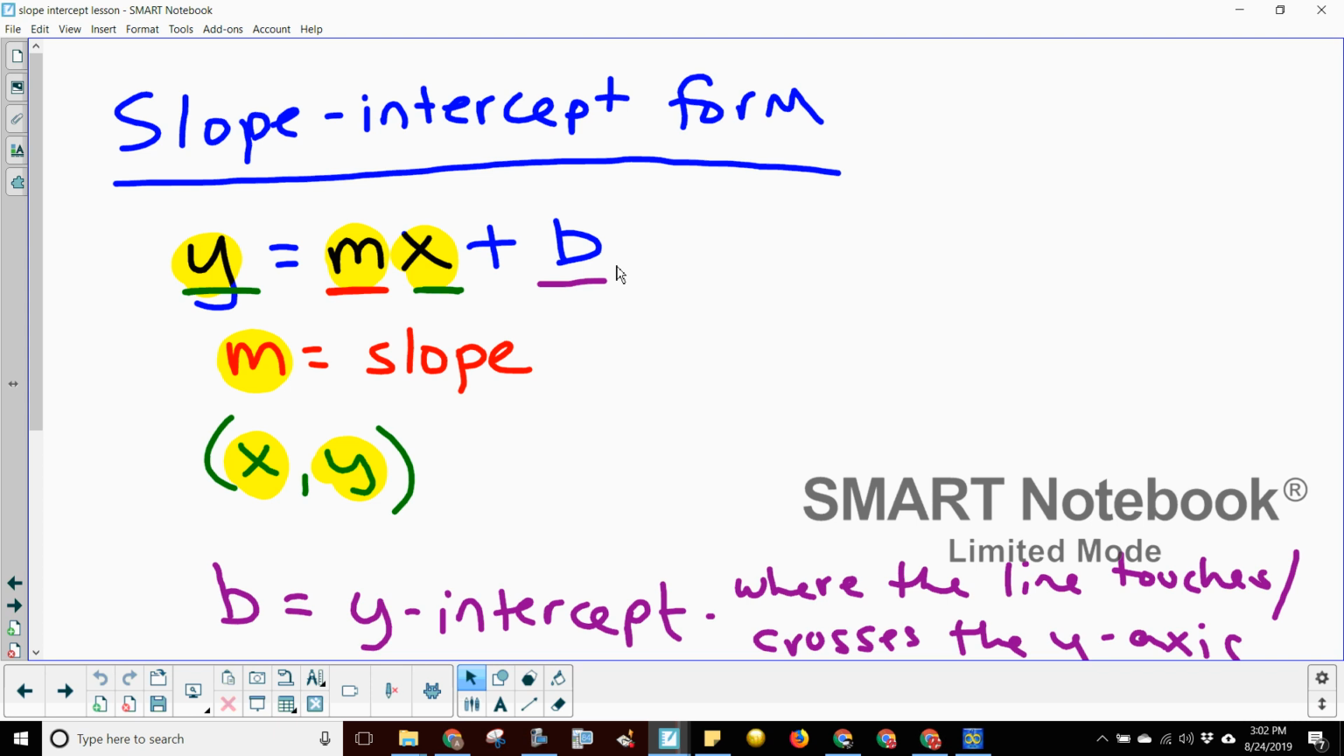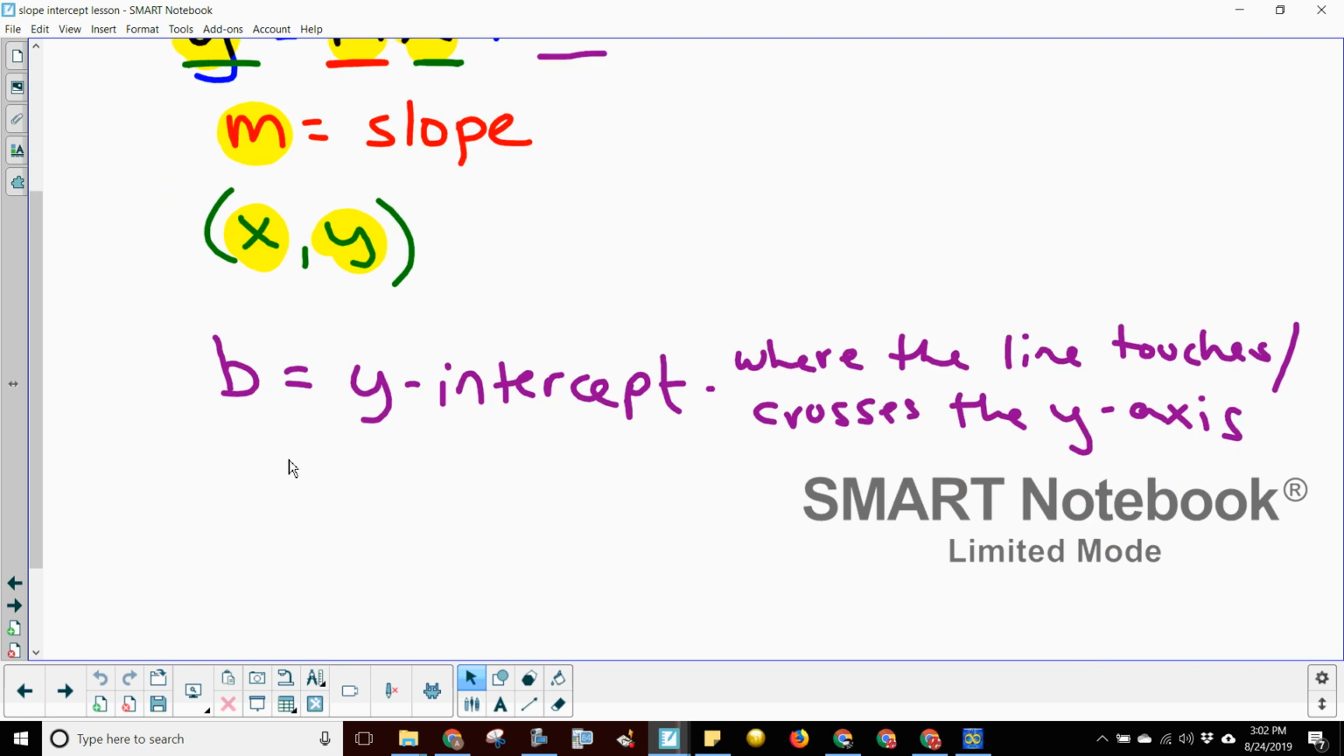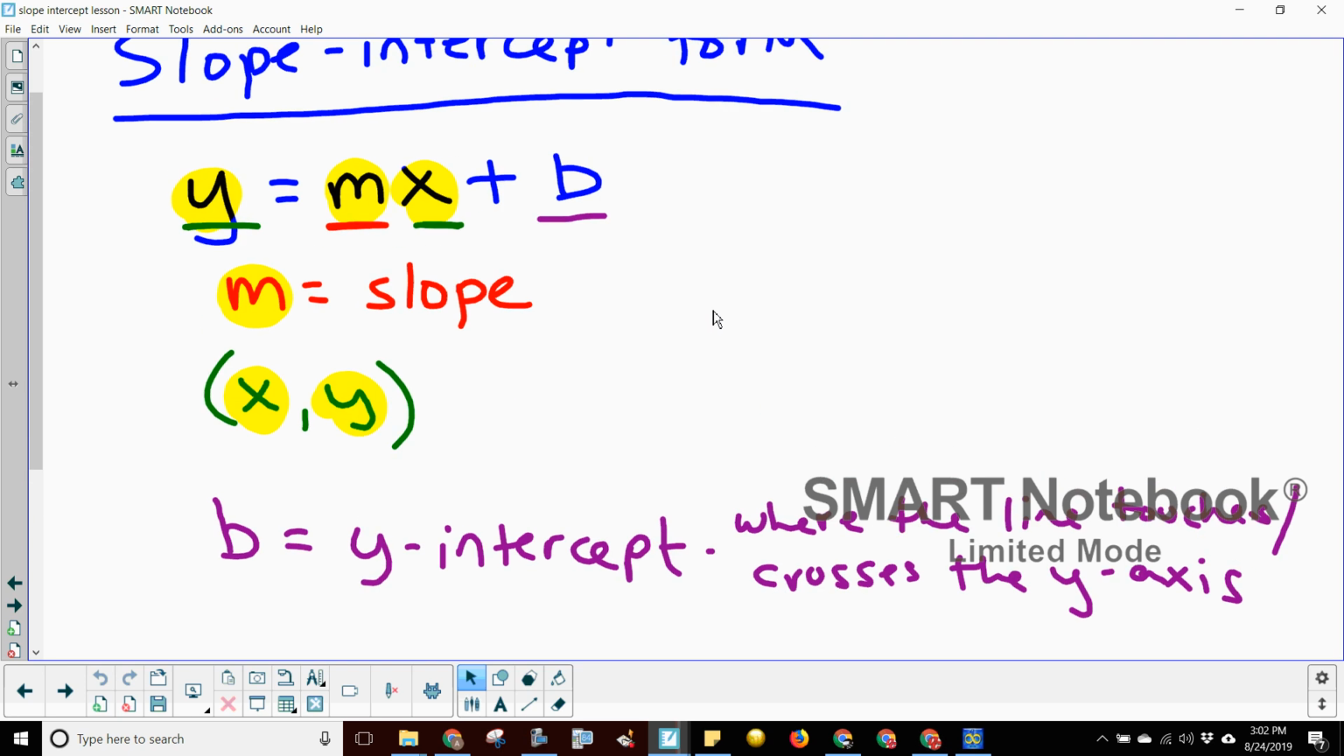X and y, when we write this out, is always x and y equals 2x plus 10, or whatever. But b was the one thing that most of y'all were like, oh crap, I don't remember. b is our y-intercept. It's where the line touches or crosses the y-axis. Once we figure out that number, and once we figure out our slope, we can write our equation.